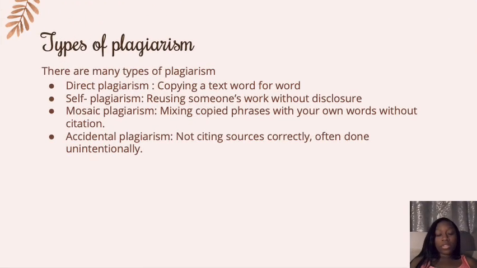Types of plagiarism. There are many types of plagiarism. Direct plagiarism, copying a text word for word. Self-plagiarism, reusing your own previous work without disclosure. Mosaic plagiarism, mixing copied phrases with your own words without citation. And accidental plagiarism, not citing sources correctly, often done unintentionally.